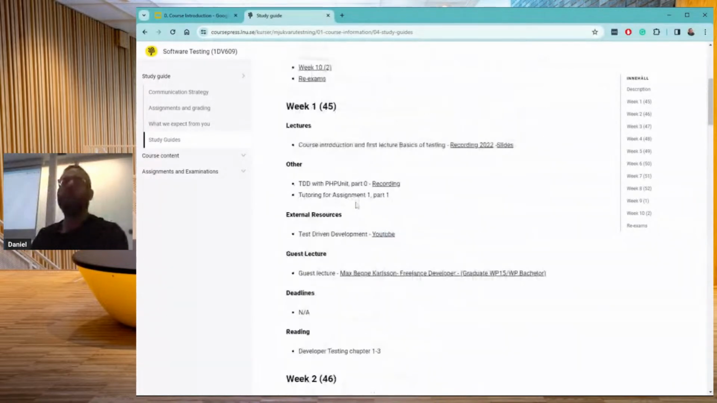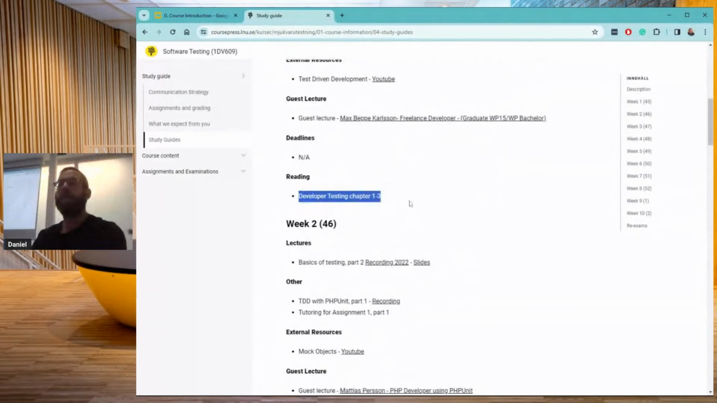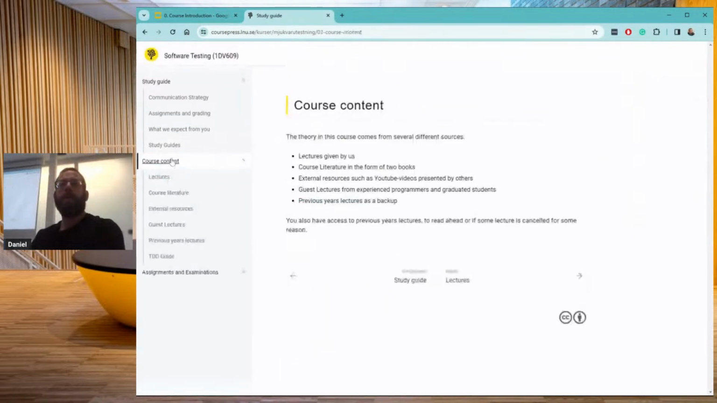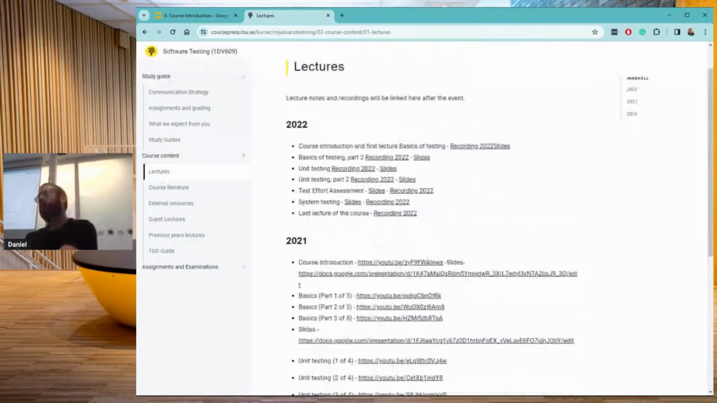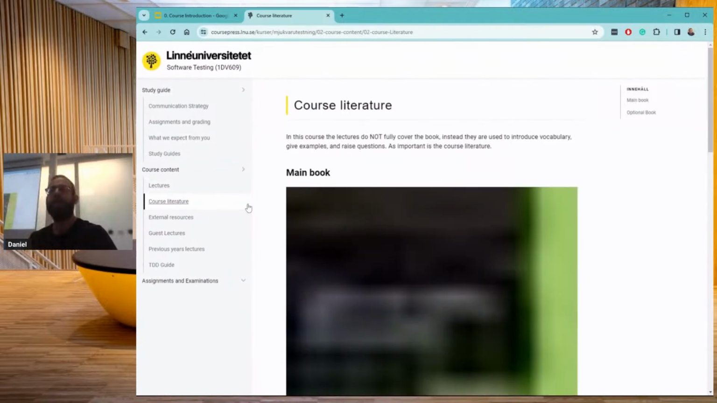It also contains reading instructions. So first week, 3 chapters of the book. Course content: previous years' lectures. I'm going to put this lecture and other lectures here when it's done. But you can get access to it directly through YouTube on the same link that was given for this live event. So the course literature, the developer testing.